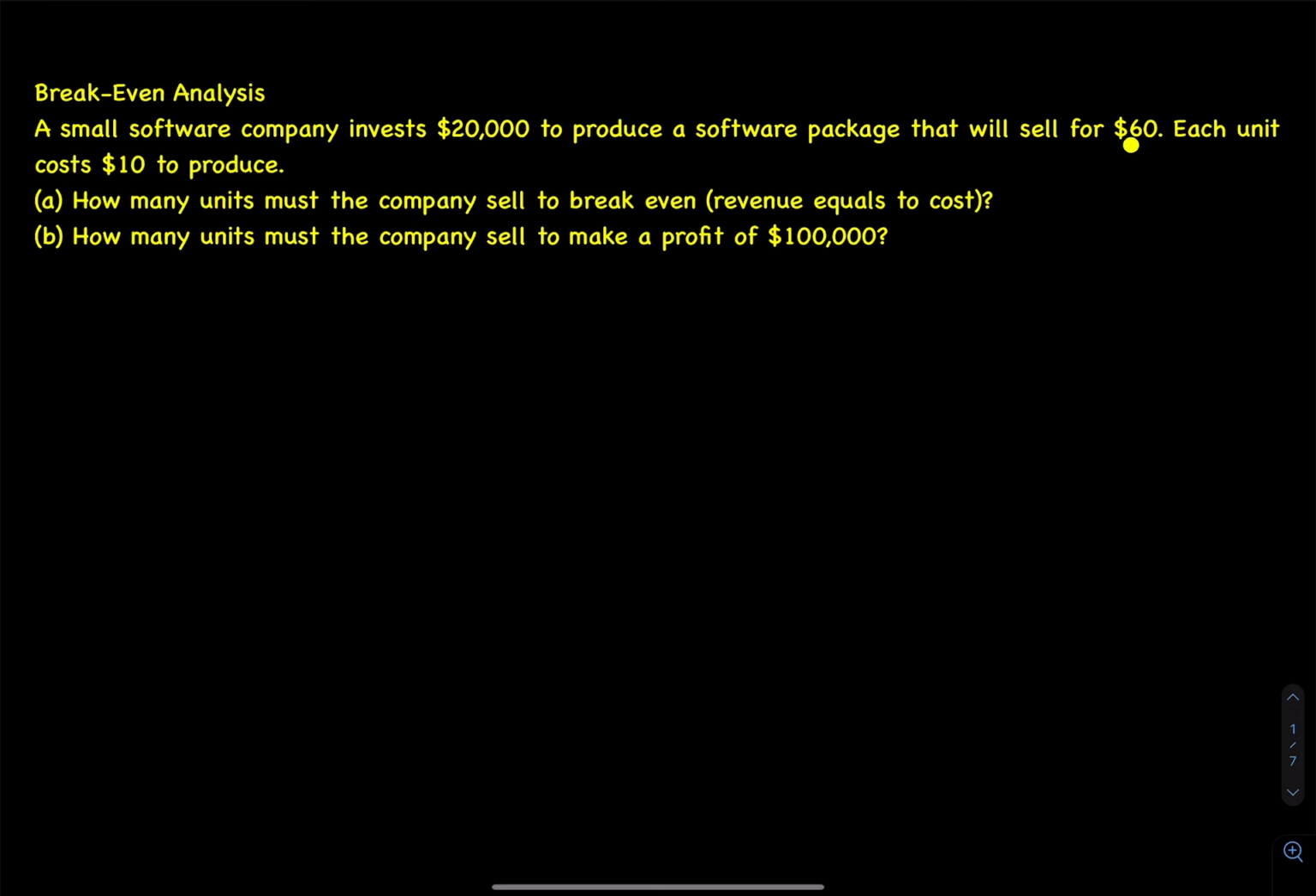So $60 each, that is the selling price. If you sell 10 units, 10 times 60, $600, that is your revenue. And then how about $10 to produce? That is the cost. So if you produce 5 packages, then the cost is 5 times 10, $50, but you have to also consider the $20,000 fixed cost.